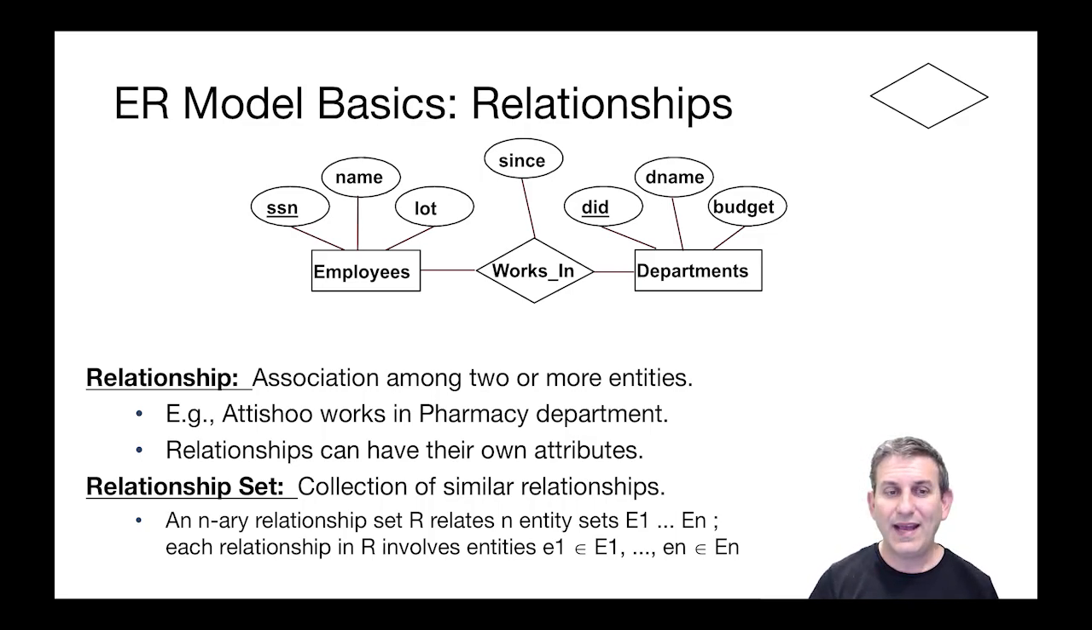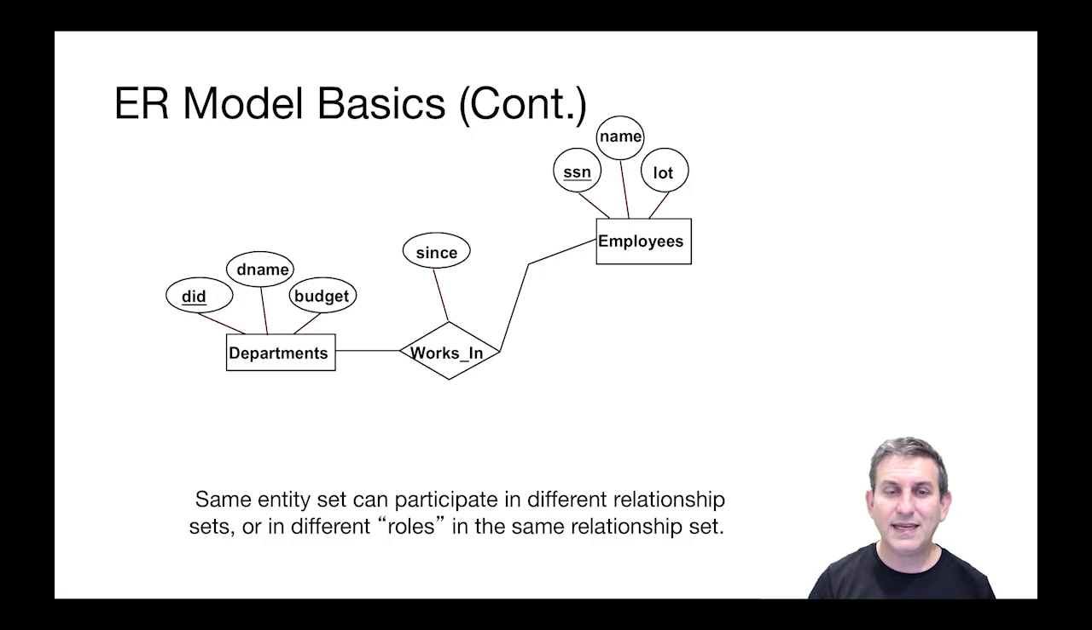Okay? So an n-ary relationship set R relates n entity sets, E1 through En. And each relationship in R involves a single entity from each entity set. So a particular relationship involves entity e1 from big E1, little e2 from big E2, and so on. Right? It's just a connection between an entity and each of the related entity sets. The same entity set can participate in multiple relationship sets.